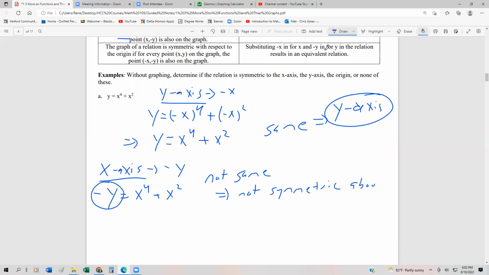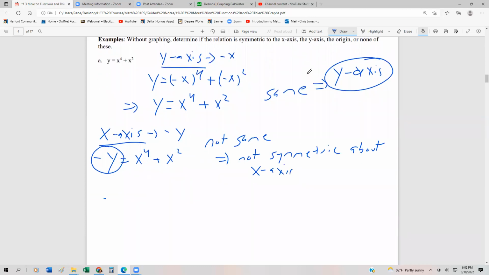which implies that it is not symmetric about our x-axis. And then finally, let's see if there's symmetry about the origin by plugging in both negative x and negative y. So for our origin, we're going to substitute negative x and negative y.